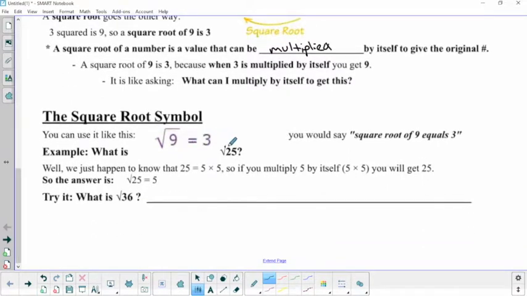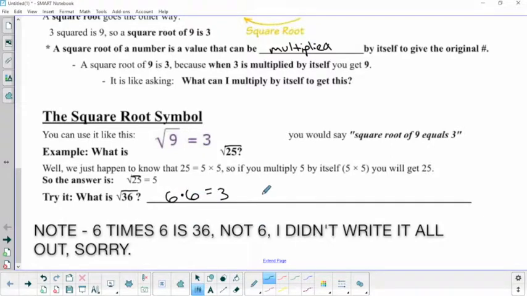So the square root of 25. We're thinking 25 is 5 times 5. So the answer to the square root of 25 is 5. What is the square root of 36? What times itself is 36? 6 times 6 is 36. The square root of 36 is 6.